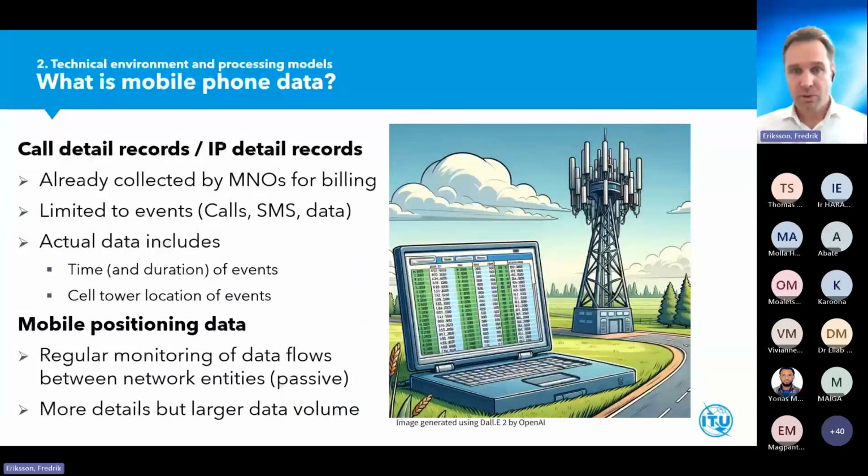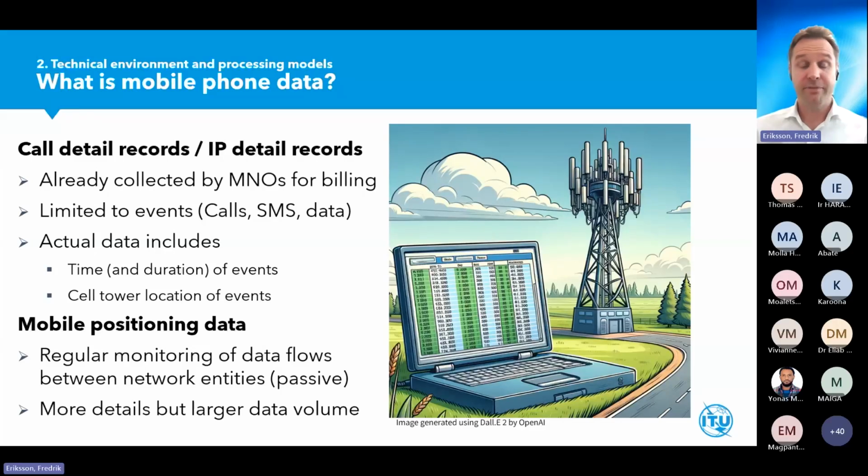So just to do a quick recap, very quickly, what is the mobile phone data that we're looking at? Well, in general, most frequently, we look at call data records and IP data records. The benefit here is that they're already collected by mobile operators for billing purposes, and include information on the user's activity around the network. So this is the calls or SMS or data-related activities.